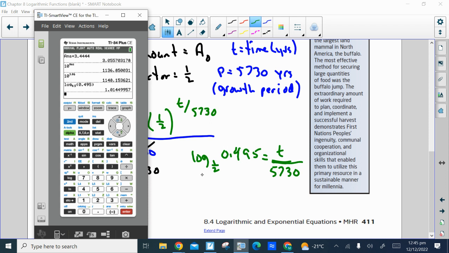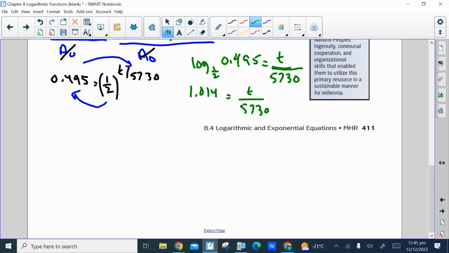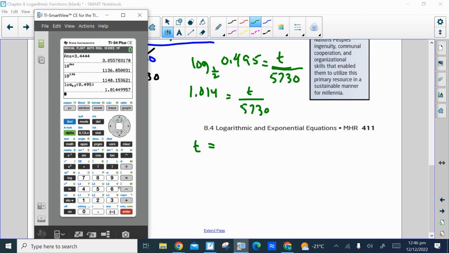So the left side works out to be 1.014, and that's rounded, but I'm keeping the number in my calculator for the next step, which is multiply both sides by 5,730. You see, the amount of carbon-14 is cut in half every 5,730 years. So if there's 49.5% left, that means it would have been decaying for a little bit more than 5,730 years. Because after 5,730 years, there'd be exactly 50% left. There's a little bit less than that left now. So our answer is going to be slightly more than 5,730, which we will get here if we multiply both sides by 5,730.